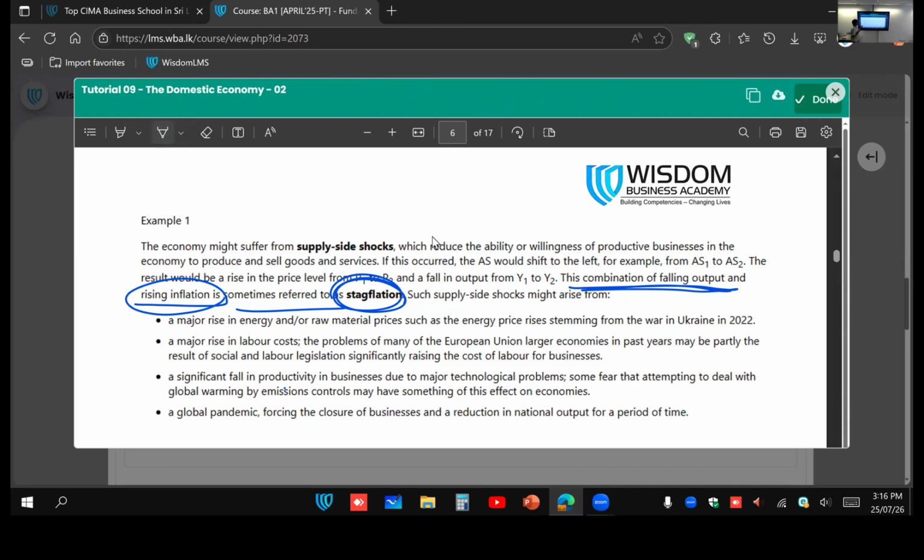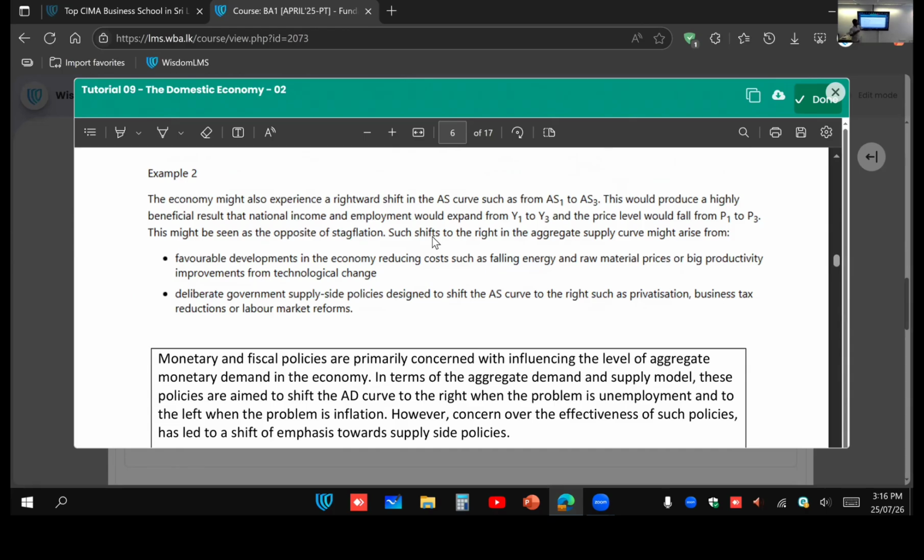The economy might also experience a rightward shift. The second part: the United States currently has an unemployment rate of 4.1. Even with the UK, it's somewhere around 4%. So the economy might also experience a rightward shift in the AS curve, such as AS1 to AS3.